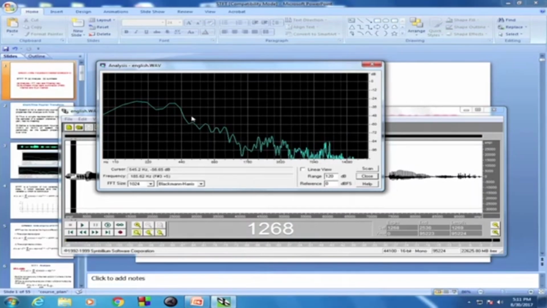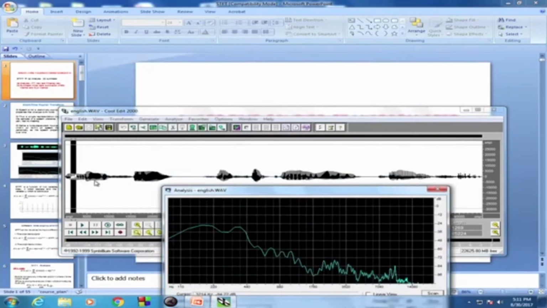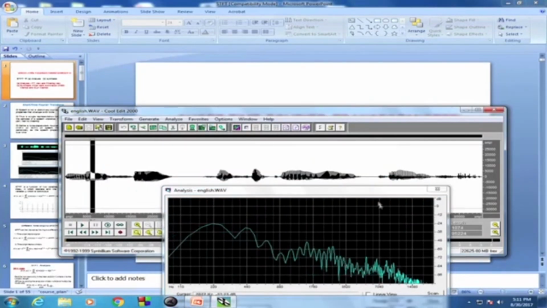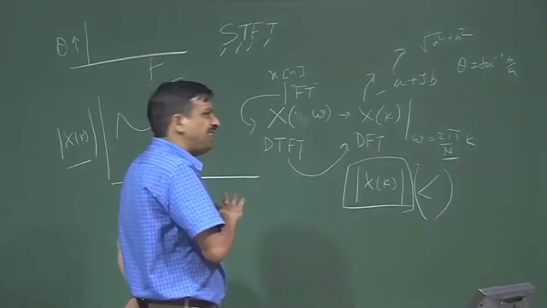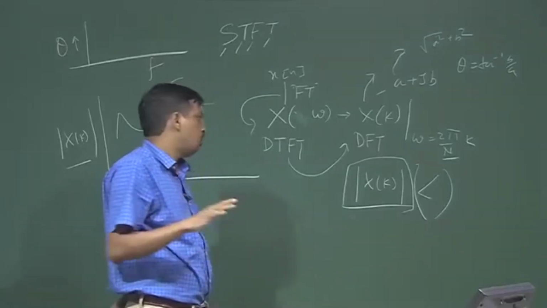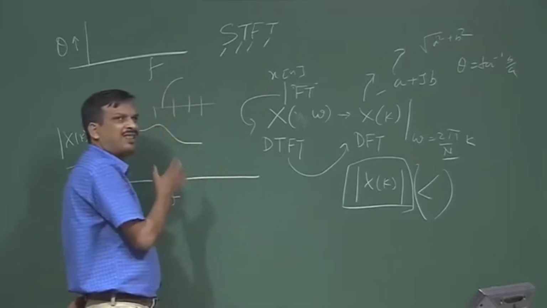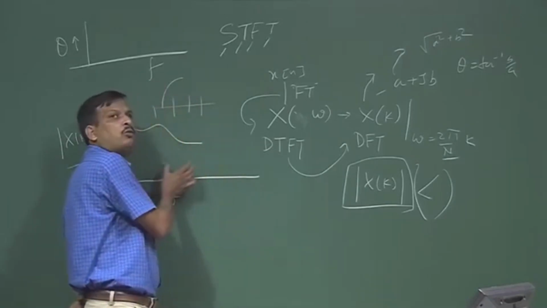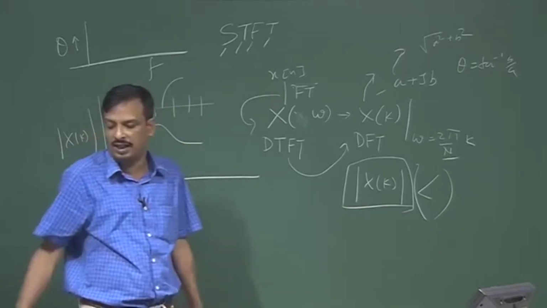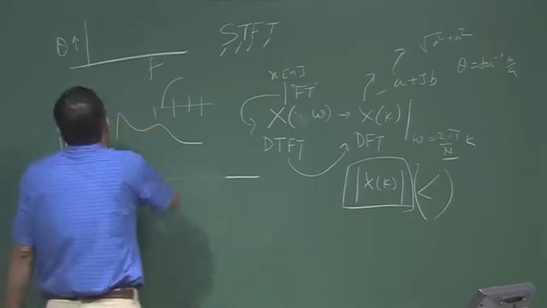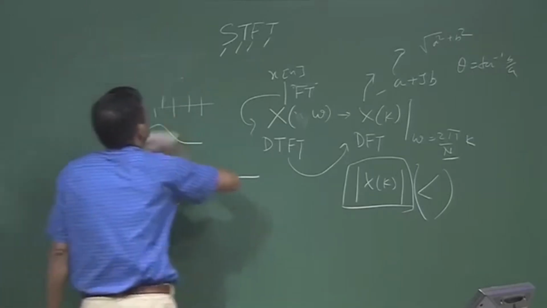Okay. Now, if you see the magnitude spectra of this portion of the signal, if I select this portion of the signal, it is different spectra. So, I can say the speech is not a stationary signal. So, I have to analyze the speech signal segment-wise. Instead of taking the whole signal, I have to take part of the signal.